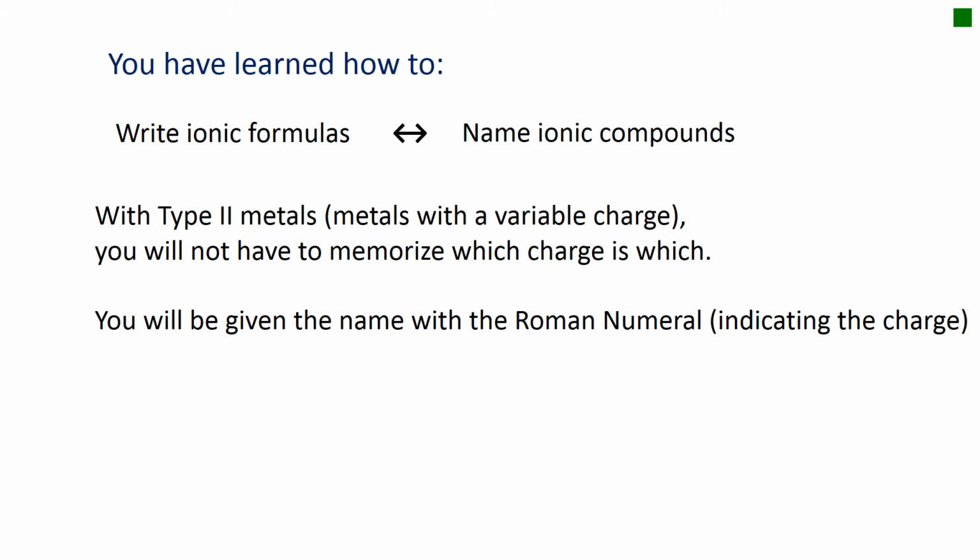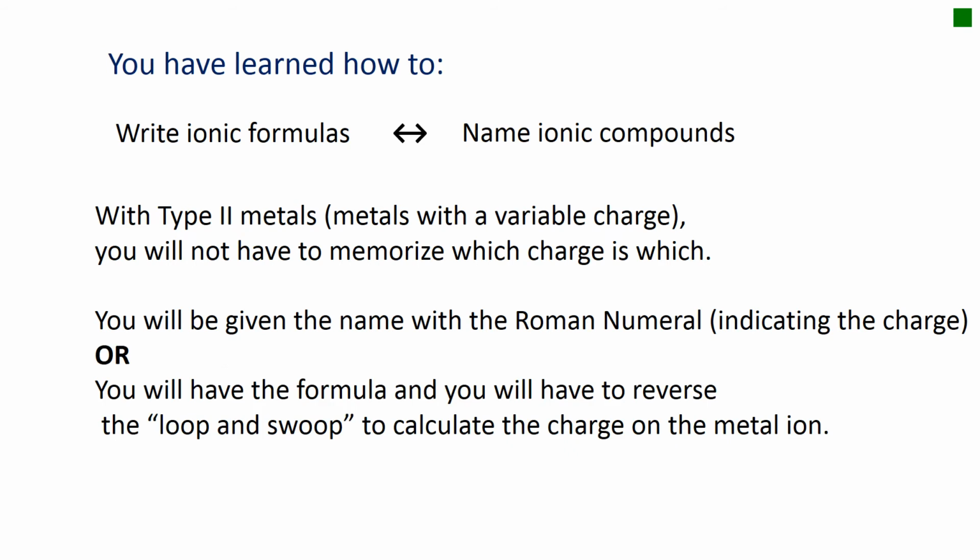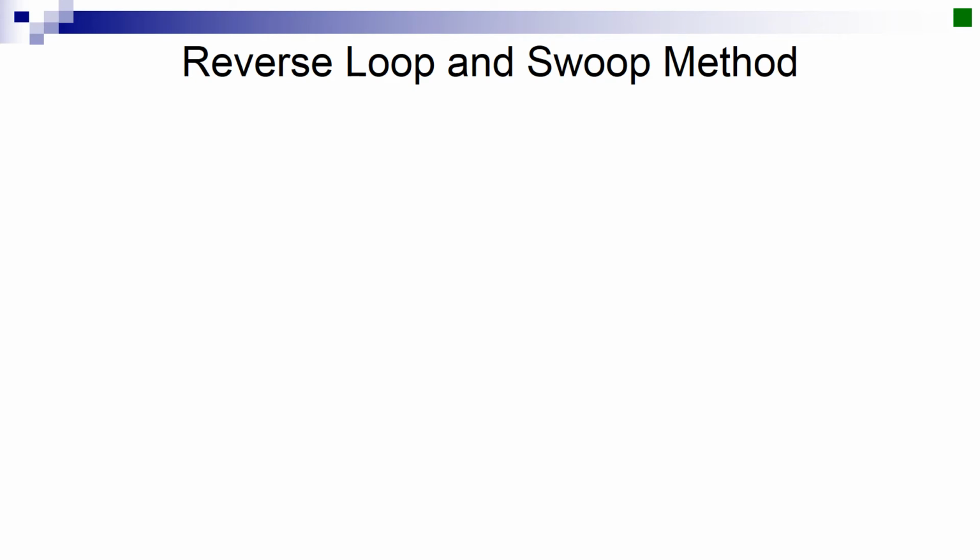Yeah. So there's a couple different ways we can figure it out. One, we'll be given the name with the Roman numeral, which tells us the charge, or we'll have the formula and we'll have to reverse loop and swoop to calculate that charge, kind of like we were just doing with the polyatomic ions. Exactly. So let's take a look at some examples. We're going to do these by hand, so bear with us.